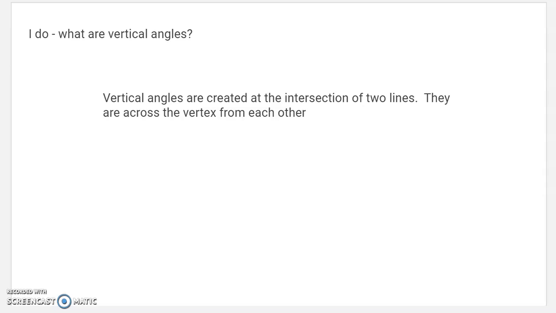Today we move on to vertical angles. Let me start by telling you what those are. Vertical angles are created at the intersection of two lines. This is going to be tricky for me to draw just right, but it won't be that bad. Think about a line going like that and another line, let me get it right where they meet in the middle. Another line maybe going like this.